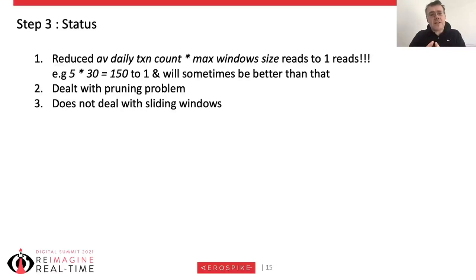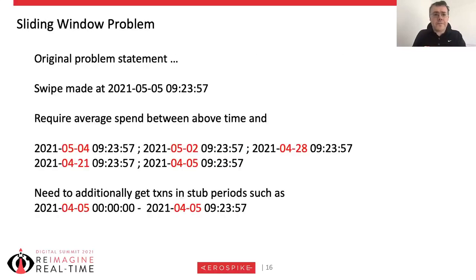Okay, the next thing that we're going to do is go back to the fact that we're not dealing with fixed windows. With respect to the averages that we're calculating, we need to actually work with sliding windows. What we've done so far does help us. If you think about it, the bulk of the calculation has been done. But we also need to address the fact that the floating windows give rise to what you might call stub periods.